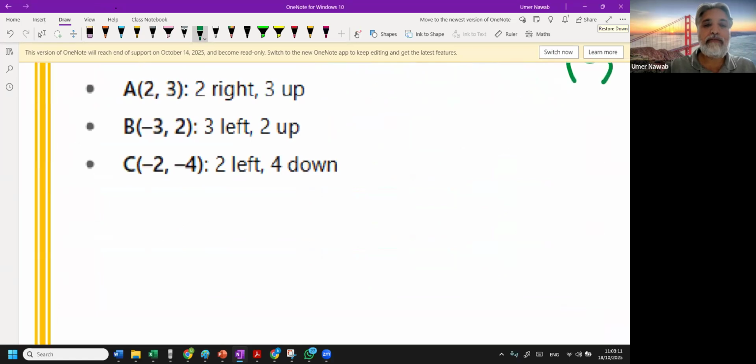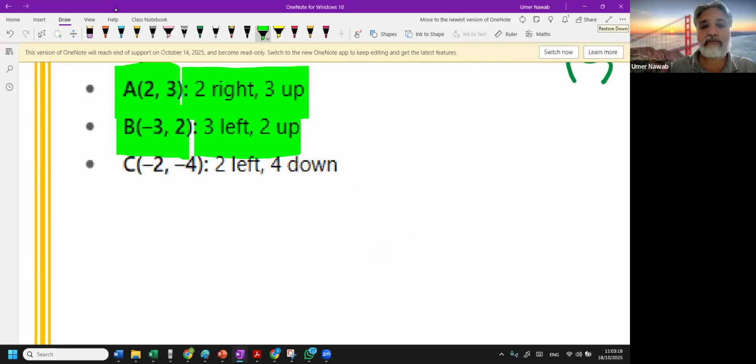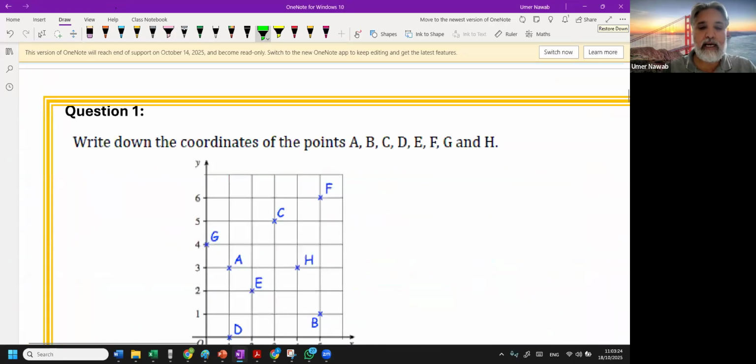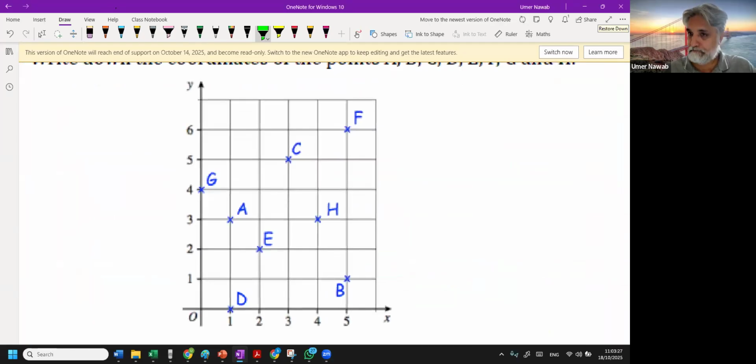Now, (2, 3) means 2 right, 3 up. (-3, 2) means what? 3 left, 2 up. And (-2, -4) means 2 left and 4 down. Now, if you can see, I have shown here a coordinate grid, and there are several points. Can I write their coordinates?